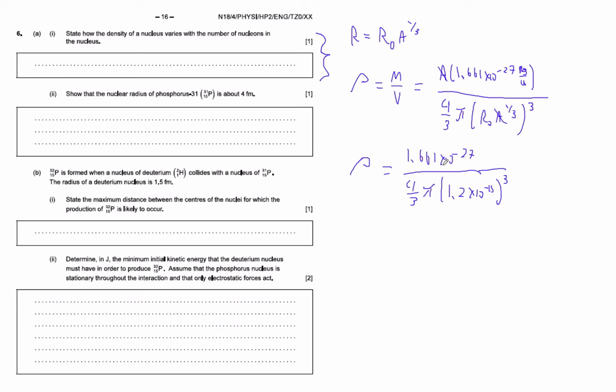So this is tiny, right? But let's go ahead and do this. This is awesome. Okay, so I've got 1.661 e minus 27 in the numerator, and in the denominator, 4 divided by 3 times pi times 1.2 e to the minus 15th raised to the third power. This is 2.3 times 10 to the 17th. And that's kilograms per cubic meter, right?